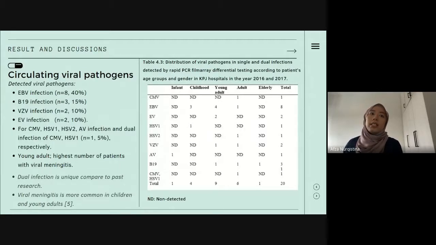The dual infection detected in my result is unique compared to past researchers who mainly focused on single infection of viral meningitis. The age group with the highest number of patients is young adults. And research by Rice also identified that viral meningitis is more common in adults, children and young adults compared to other age groups.